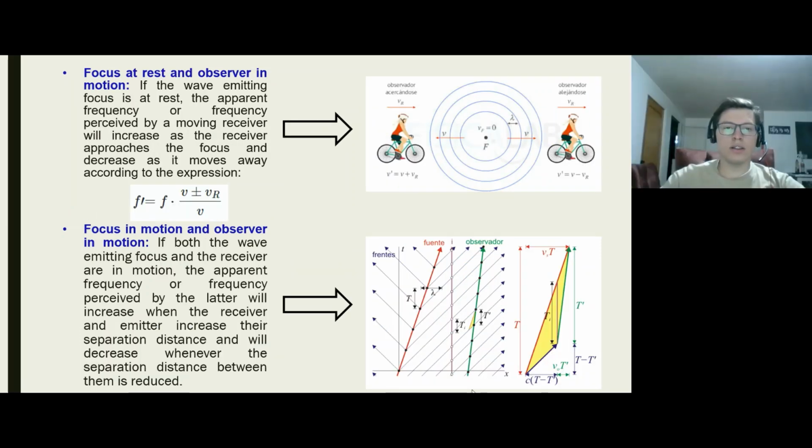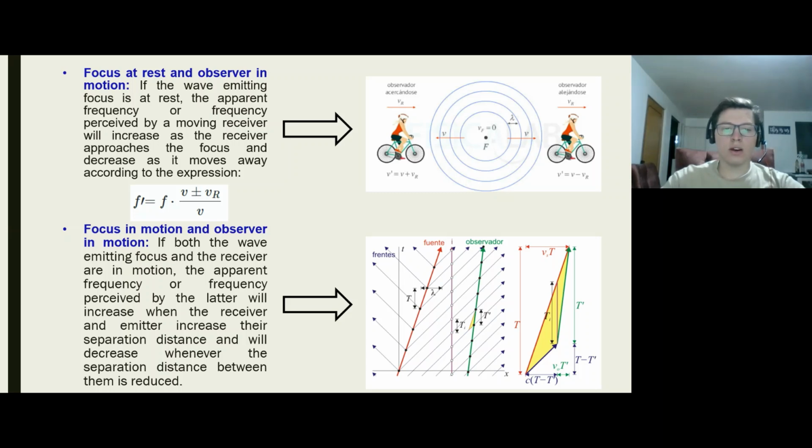Source at rest and observer in motion. If the wave is emitted by a source at rest, the apparent frequency perceived by a moving receiver will increase if the receiver approaches the source and decrease if it moves away, according to the expression.